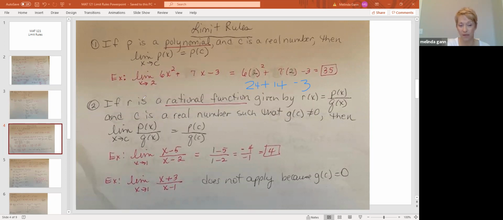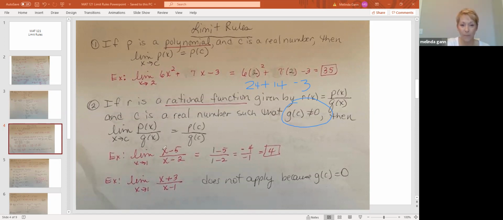Now, let me show you something else that's true. Here's another shortcut. If you've got a rational function. Now, what's a rational function? It's a polynomial divided by another polynomial. So if you've got a polynomial on top of another polynomial, again, you can take that number and plug in for that variable if that bottom does not go to 0. If that bottom goes to 0, you cannot do it. So let me show you where it would work and where it wouldn't work.